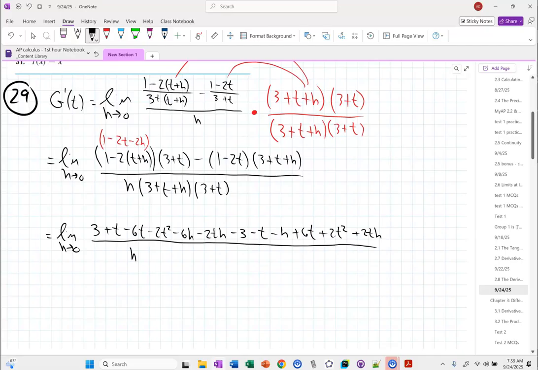Yuck. But I'm just kind of foiling the stuff out. And now let's look to cancel.